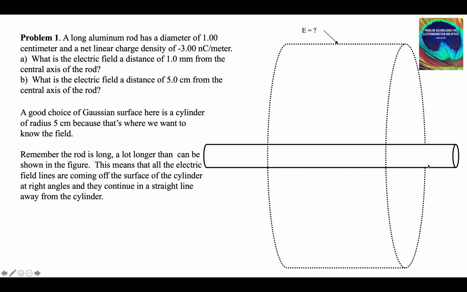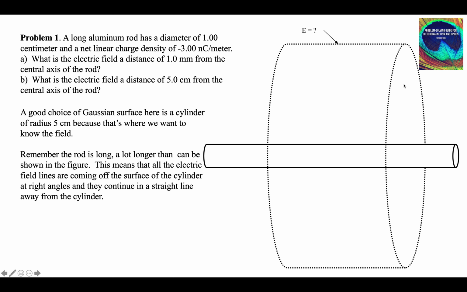Now, if you look at this figure, you could certainly imagine some field lines penetrating this disc, the end, because the end of the rod's right here. If I put a positive charge right here, it's not going to be pushed directly outward from the rod. It's going to be pushed a little bit to the right. But the rod's long. So this end is far away from my Gaussian surface. So all of the electric field lines penetrate the curved surface at a right angle.